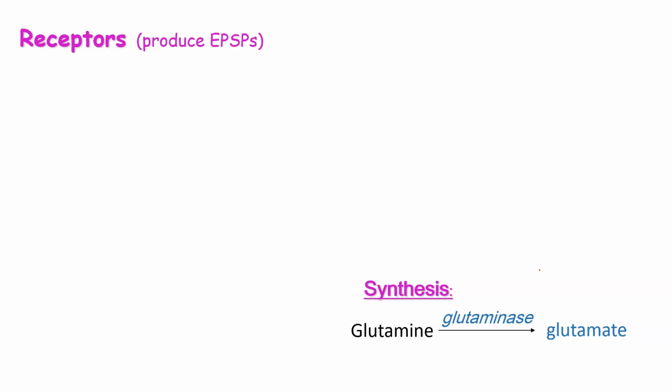Once glutamate is released at the synapse, it can activate multiple different receptors. So we talked about neurotransmitters having classes of receptors, and a single class is referred to as a subtype. Glutamate has 4 subtypes of receptors. All of them ultimately produce EPSPs in the postsynaptic cell.